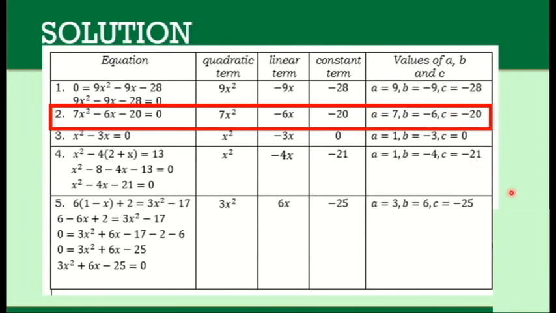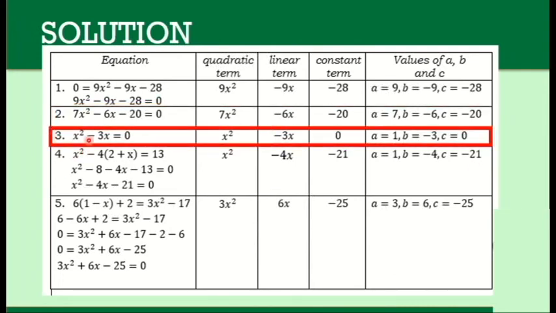Okay, that's good. Now, moving on, our third item is this. Now, observe that there are only two terms. Unlike our previous examples wherein the middle term is missing, right now we do have our middle term. So from here, we can have x squared as our quadratic term, our linear term is a negative 3x, but this time our constant is 0. So with these values of A, B, and C.